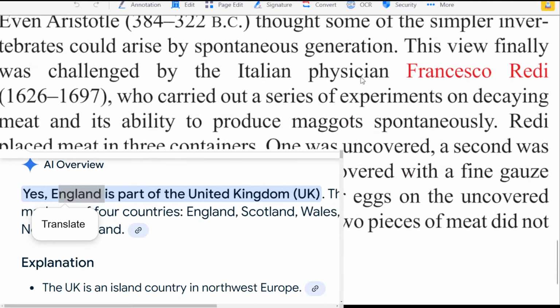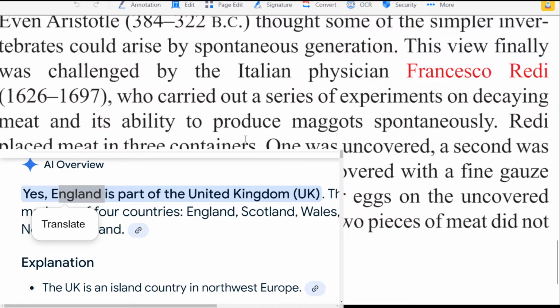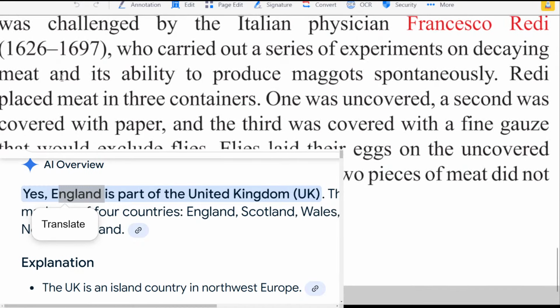This view finally was challenged by the Italian physician Francesco Redi. Now here comes the Francesco. The Francesco that developed the microscope was a different Francesco, and this one lived from 1626 to 1697. Yeah, he was different. He carried out a series of experiments on decaying meat and its ability to produce maggots spontaneously.